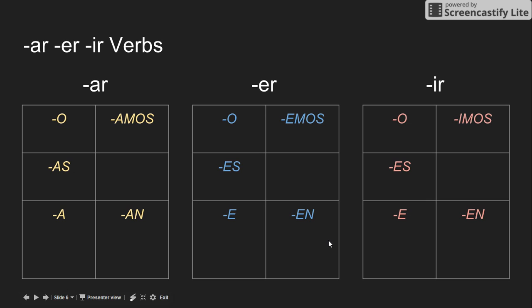Now let's take a look at the ER and IR verbs. What do you notice right away? The first thing that I noticed was that the O is the same in each of them. Actually, they all seem a little similar. The next thing that I noticed is that for I, you, he or she, and they, it's the same with ER and IR verbs. The only difference actually between these two is the nosotros portion for we. This becomes imos, and it becomes emos with ER.